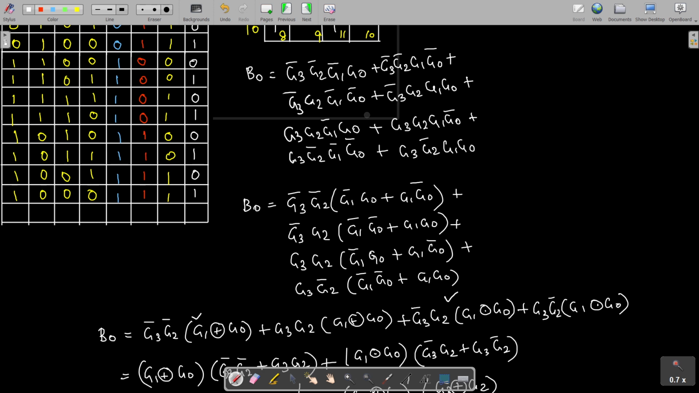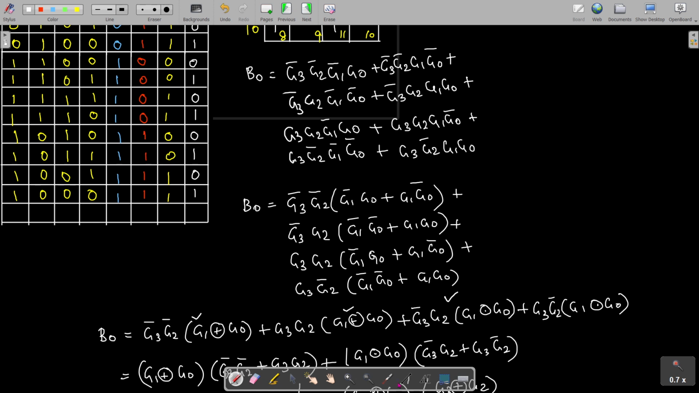Okay, fine. Then you consider these two terms, isn't it? In this G3, G2 is common, so you take it outside. Inside you have G1 bar G0. Here also you have G1 G0 bar. Okay, so it is an XOR function. So it is written here, you see, G3, G2. Then this G1 bar G0 plus G1 G0 bar is written as exclusive OR. So G1 exclusive OR with G0. So this term is also over.